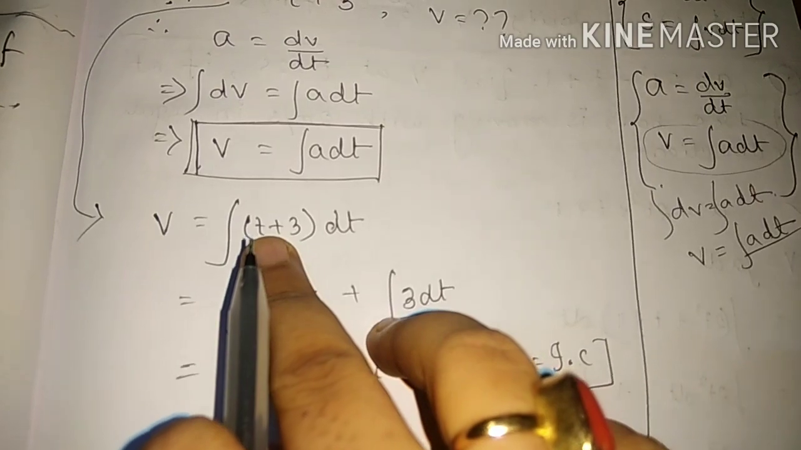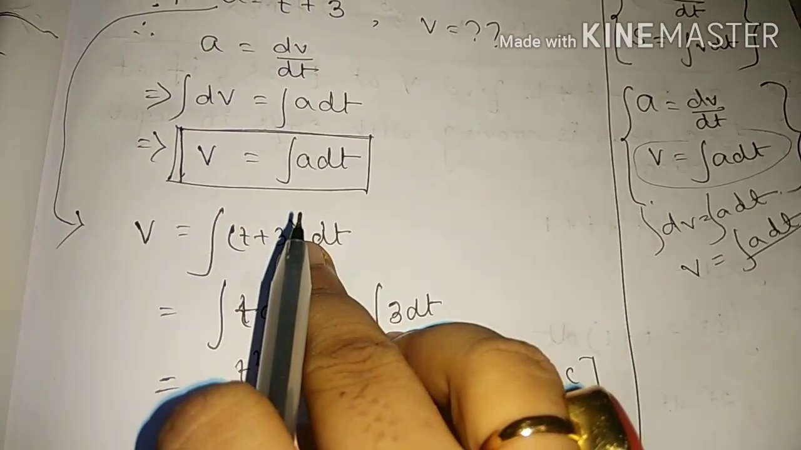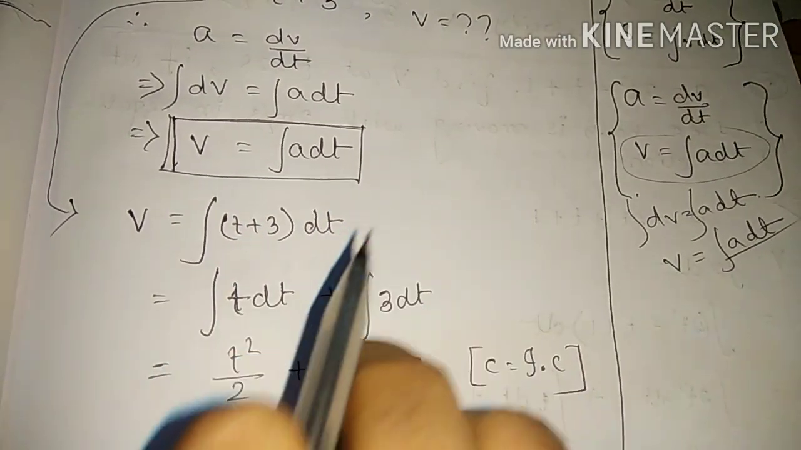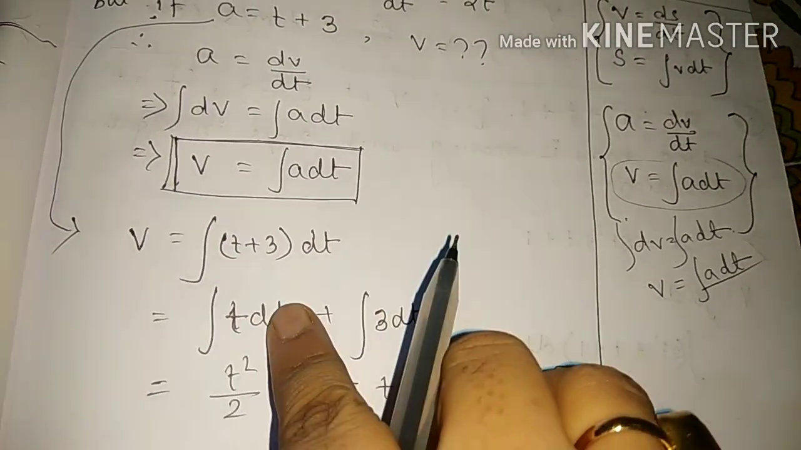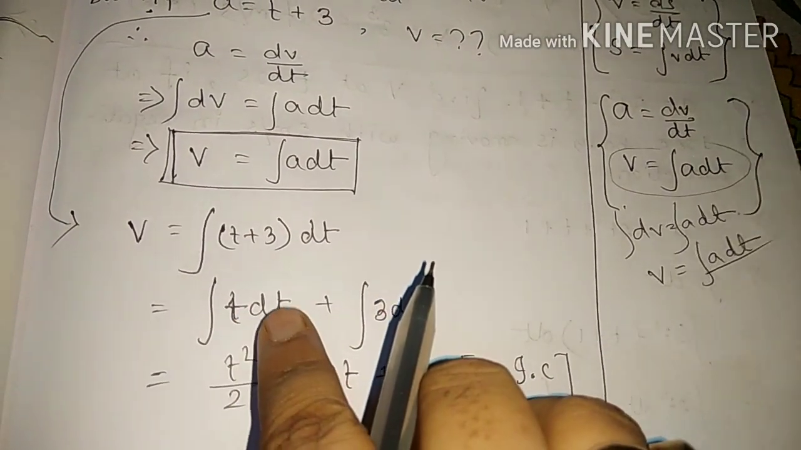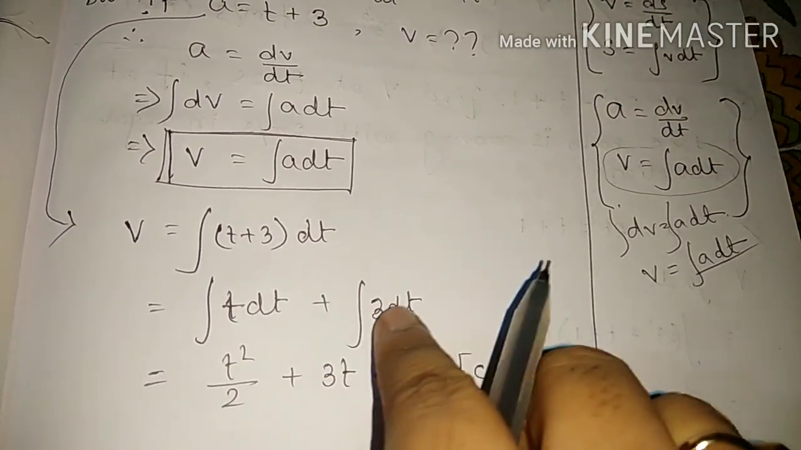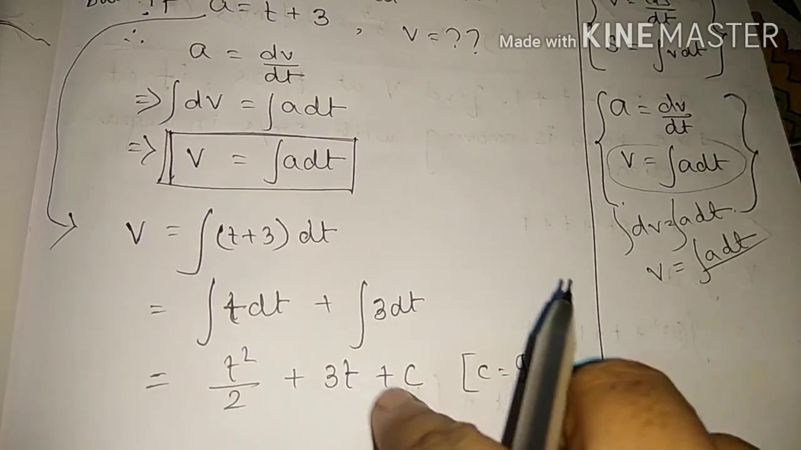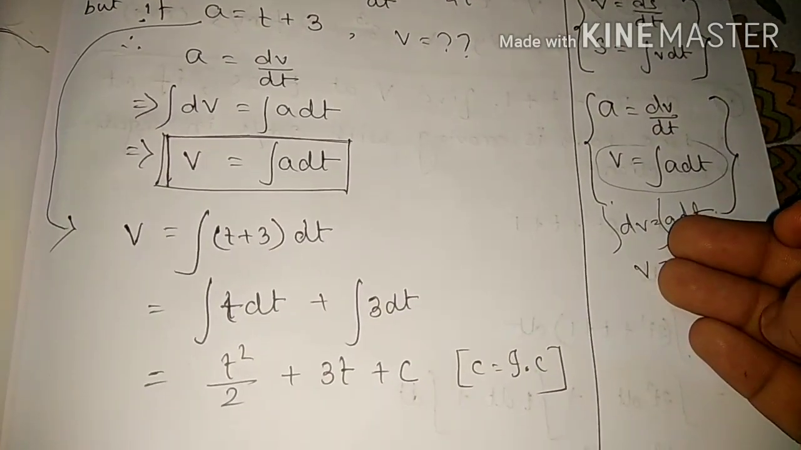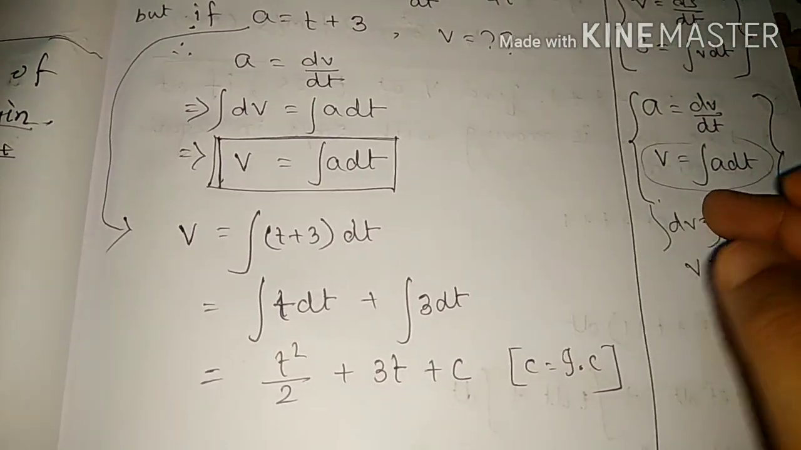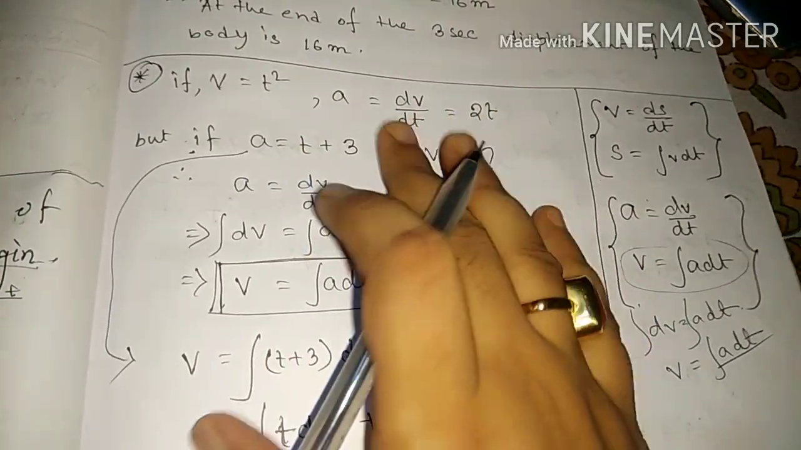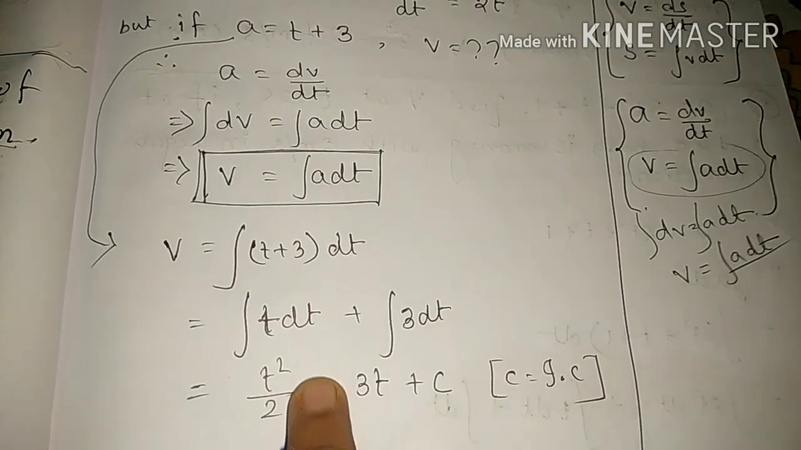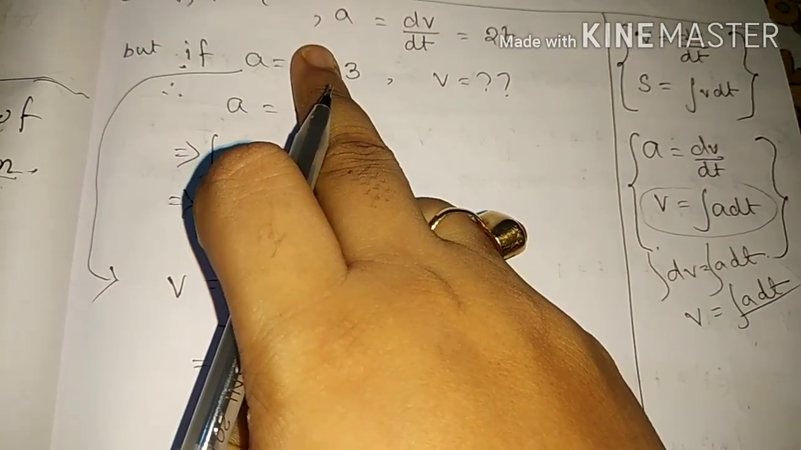After putting the expression of a, 3t plus 3 into dt, we separate it: integration of 3t into dt plus integration of 3 into dt. So t into dt gives t square by 2, by the rule n plus 1 by n plus 1. Plus 3 is a numerical value, integration of dt gives t, so 3t, plus c, the integration constant. So this is the equation of velocity.